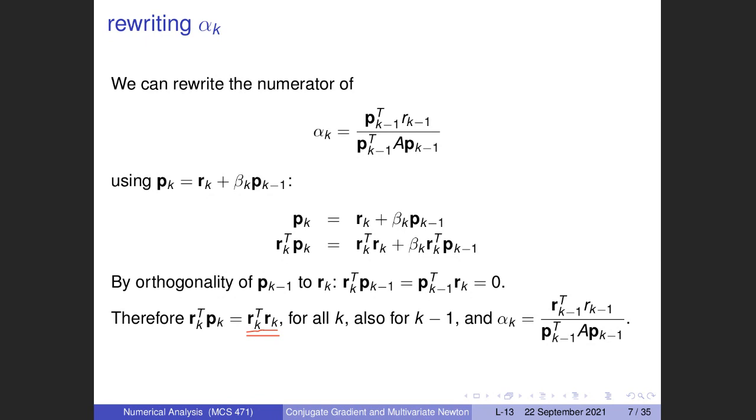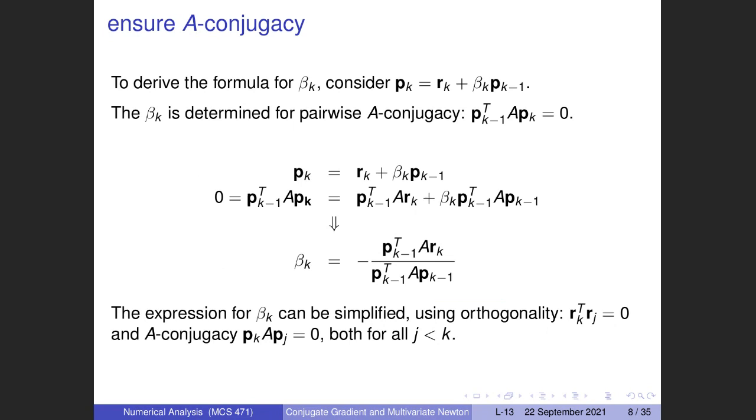So we can rewrite the numerator using the expression for the update of the direction vector. And we then also use the orthogonality to rewrite the relationship. So we actually do have that, because this is 0, we also have the orthogonality property. Okay, so this gives us a neat expression for alpha k.